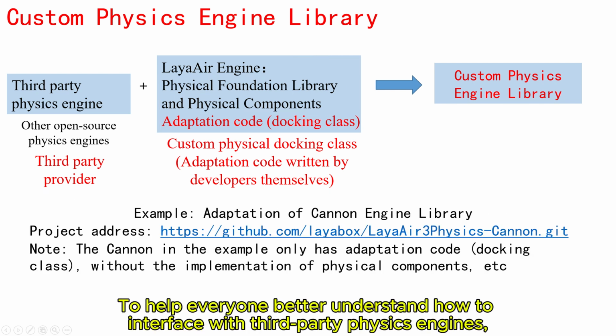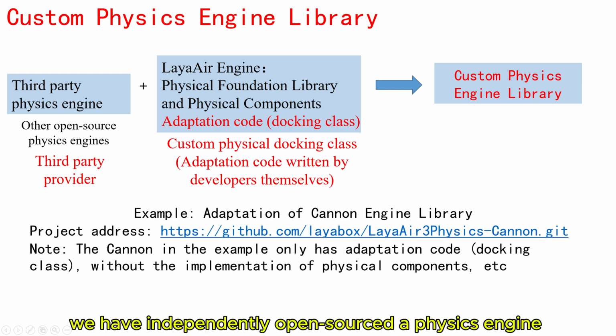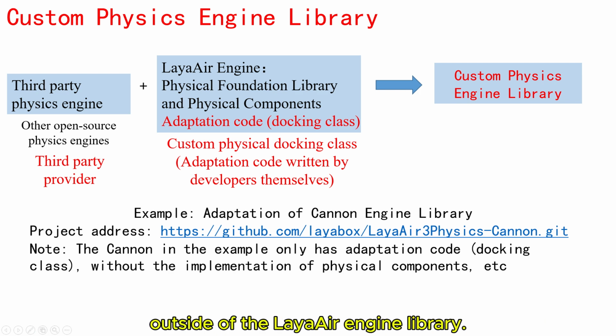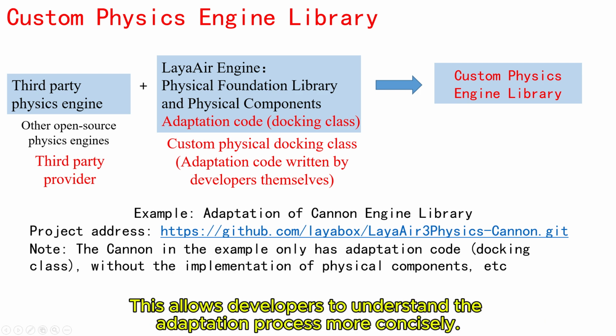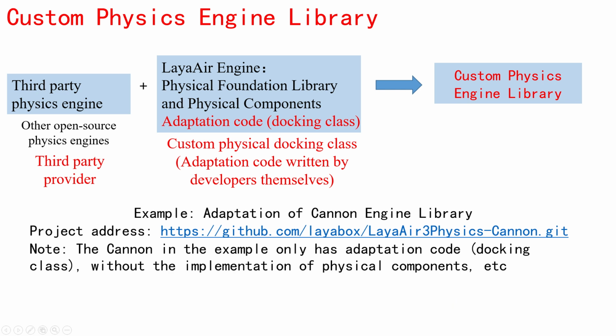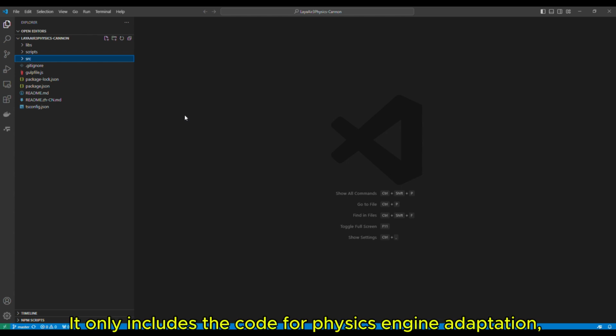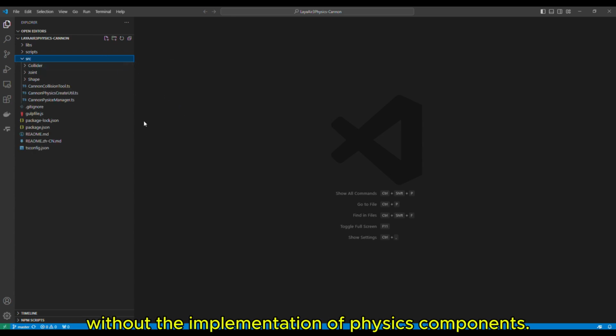To help everyone better understand how to interface with third-party physics engines, we have independently open-sourced a physics engine adaptation library using the Cannon Physics Library as an example, outside of the Layer engine library. This allows developers to understand the adaptation process more concisely. In the source code of this project, the SRC directory is not so complex. It only includes the code for physics engine adaptation, without the implementation of physics components.